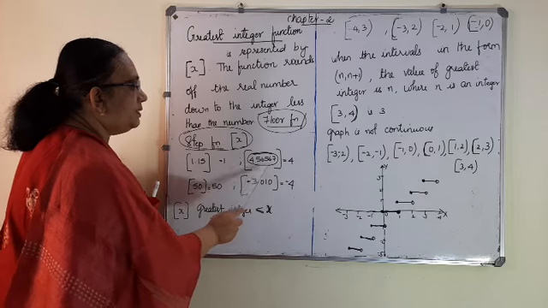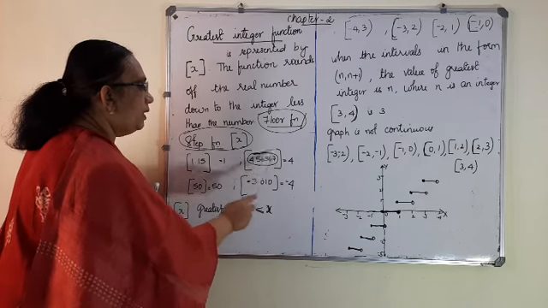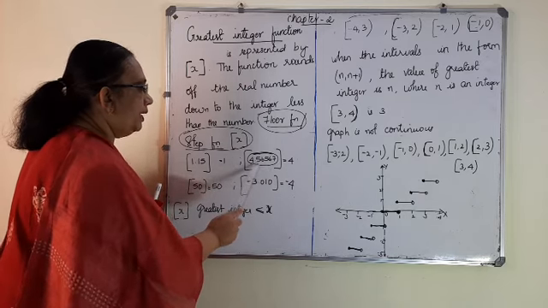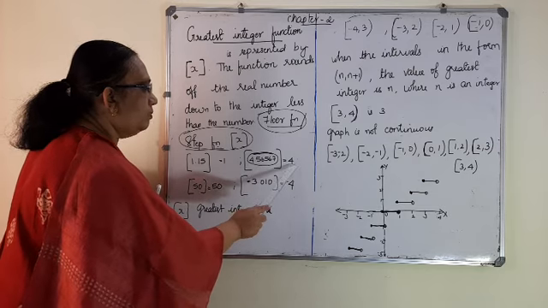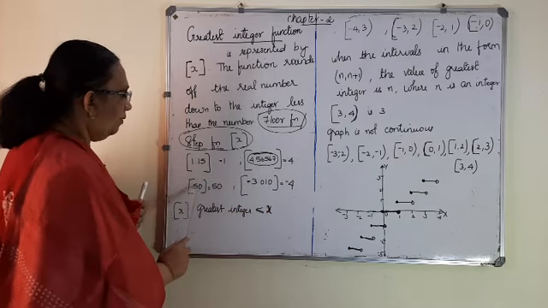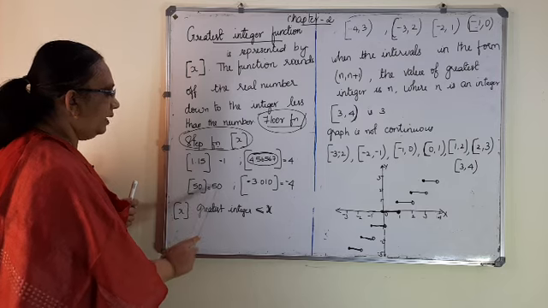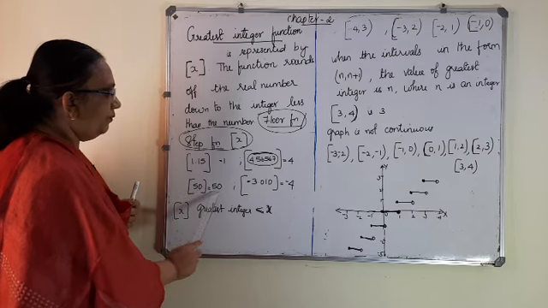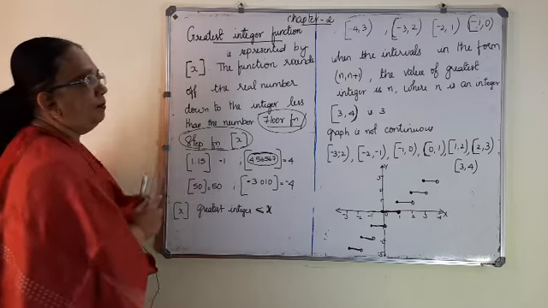4.56567, the greatest integer less than or equal to this number, means it is equal to 4. And for minus 3.5, the greatest integer less than or equal to it is equal to minus 4.